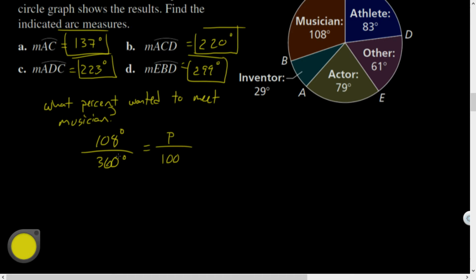All right, you could cross multiply this. You could do all sorts of things. We'll cross multiply real quick. I would multiply both sides by 100 to solve for P. But I get P is equal to 30%.